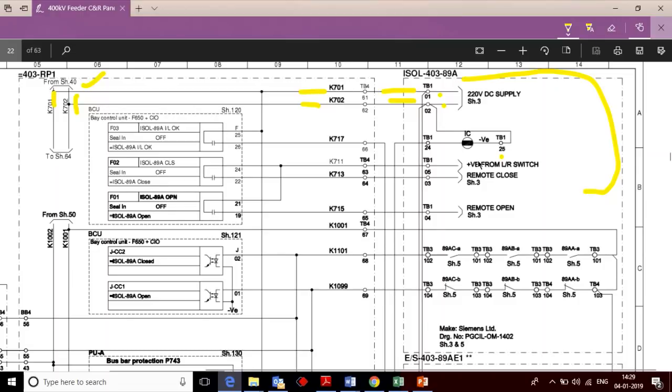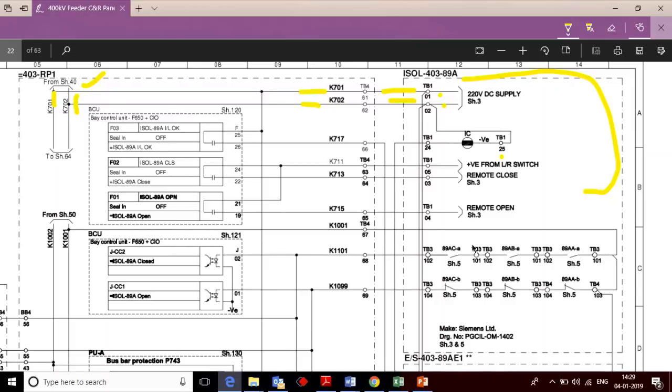So now you have to check dedicatedly where the fault is in the isolator. For each and every isolator circuit and MCB, you have to switch off and switch on, and then you have to find it out.